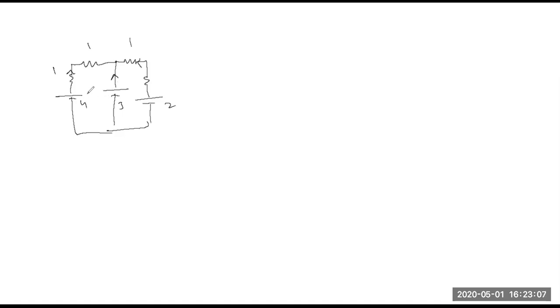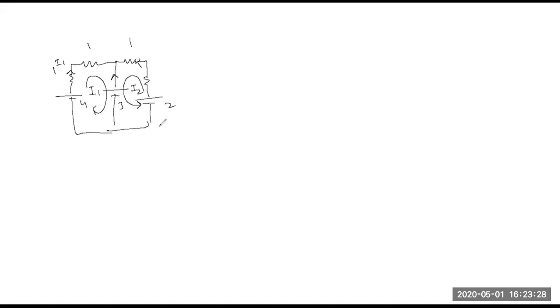Now, the second step in KVL will be to assume currents, right? So let's say I'm assuming the current in this loop is I1. So the current going here is I1, and the current in this loop is I2.